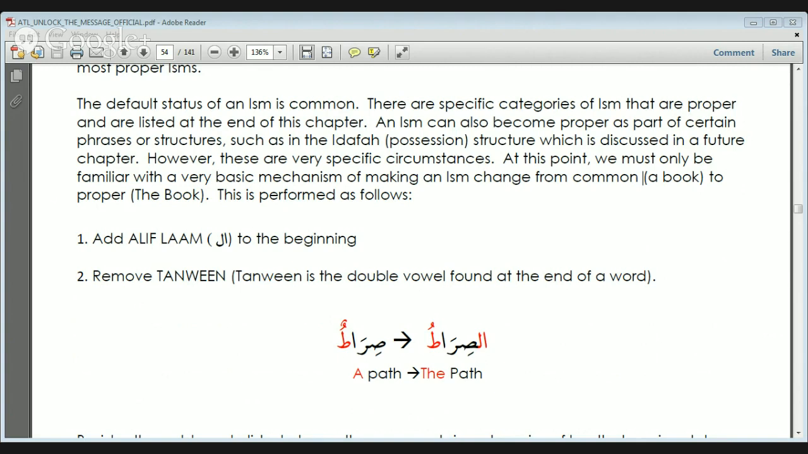So that's the first one. Anything that starts with an alif lam at the beginning. So if it has alif lam, it is common or proper? Proper. If it does not have alif lam, it is common. Good. So that's the first way. Second way. Second way is anything which is a proper name.